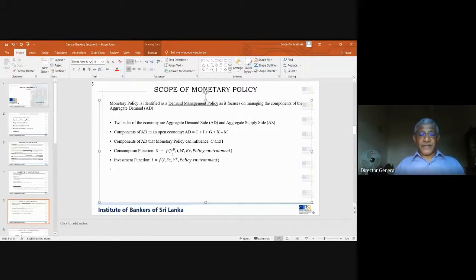And wealth is also something the central bank cannot influence directly, and future and disposable income, those things the central bank cannot. Expectation, to some extent the central bank influences, but not directly. But if you take this one single variable, that is interest rate, that the central bank can influence. Now you can see we are gradually making it more and more micro. Earlier aggregate demand, then only two components of aggregate demand, C and I, then many determinants of C and I, and from there, interest rate.